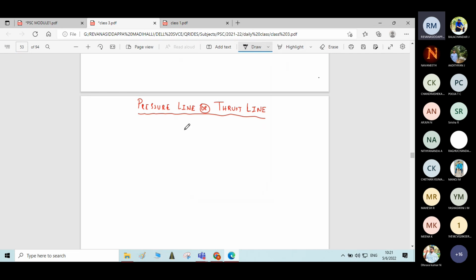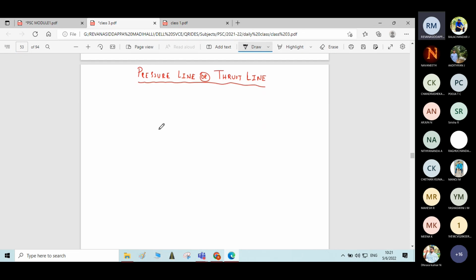Before going to explain the meaning of the pressure line or the thrust line, let me take a beam. Understand this clearly, students, because if you do not understand the concept of pressure line or thrust line, you will not be able to solve the next coming problems. Let me take a beam.